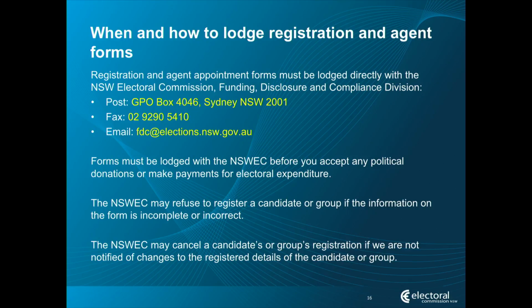The Electoral Commission may refuse to register a candidate or group if the information on the form is incomplete or incorrect. The Electoral Commission may cancel a candidate or group's registration if we are not notified of changes to the registered details of the candidate or group.